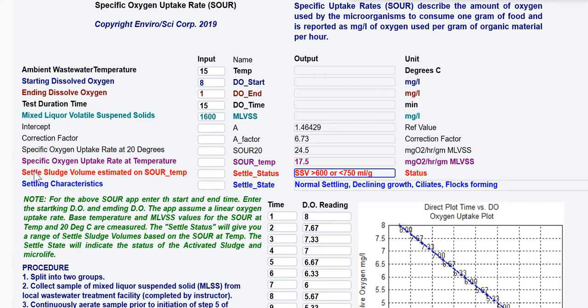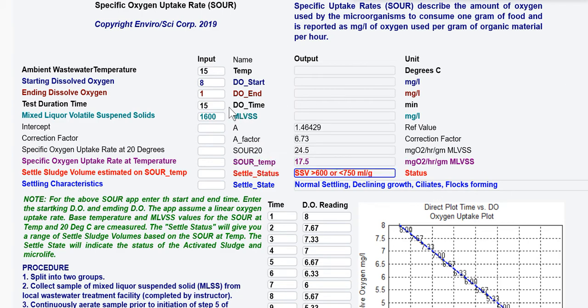The application indicates, based on the SOUR at temperature, what the status of the settling would be like, and this is the settled sludge volume. It says in this case it would be between 600 and 750 milliliters per gram. Settling characteristics give you what you might anticipate in the way of who's home for the bacteria, and in this particular case it is normal settling, declining growth, stalk ciliates or ciliates, and floc forming.